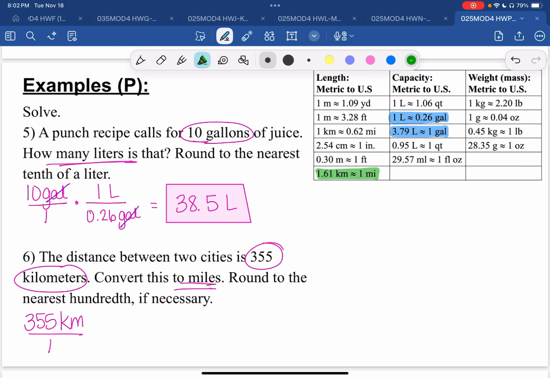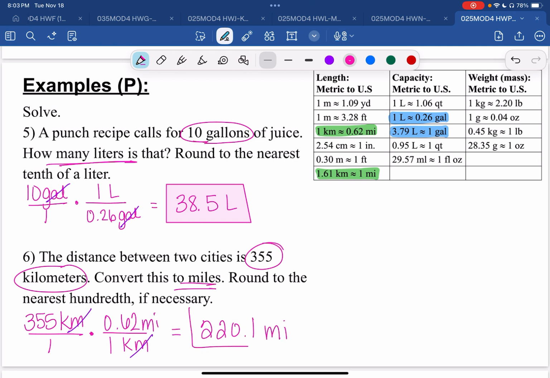Okay, that one. But hey, look, I've got another one. It doesn't matter which one you use. They both work. So let's see, I'll do the first one. That means I'm going to have my kilometer on the bottom and my 0.62 miles on the top. My kilometers cancel. I'm going to multiply on this one, and I get 220.1 miles.